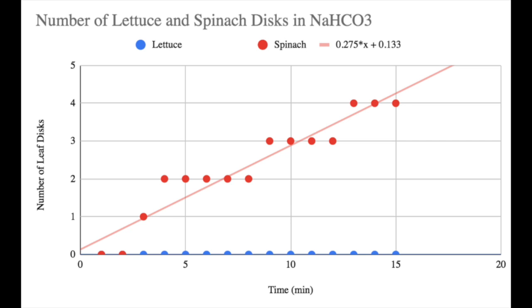By the 5-minute mark, 2 out of the 5 discs had risen. At the 10-minute mark, 3 discs had risen. Finally, at the 15-minute mark, 4 discs had floated up. It was also noted during the experiment that the lettuce leaves were a much lighter shade of green than the spinach leaves.